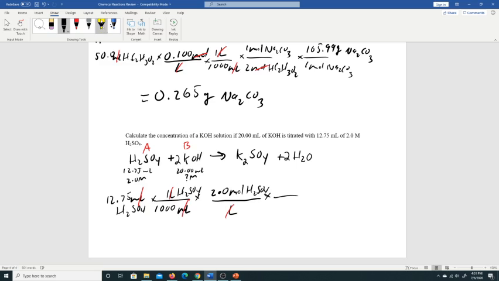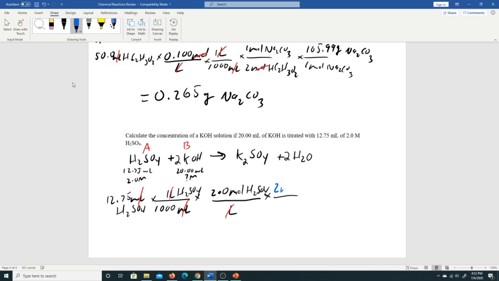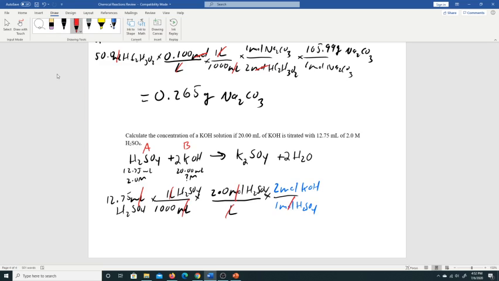Now we need the mole ratio. The mole ratio is always B divided by A. 2 moles of KOH over 1 mole H2SO4. Now moles of H2SO4 cancel. I've now got moles of KOH. We now divide this by the volume. Remember, molarity is moles per liter. I need to divide this by the volume.